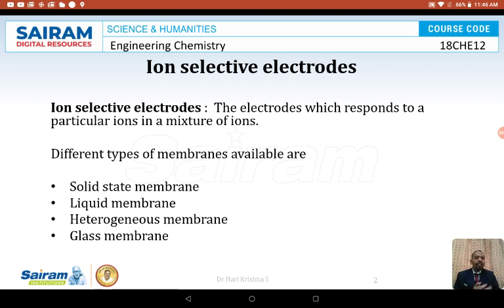For example, the glass electrode responds to the concentration of only H+ ions, therefore it is used to determine pH. Similarly, for lithium we have a separate electrode, and for determination of fluoride we have a different electrode. So these ion selective electrodes have contributed much.